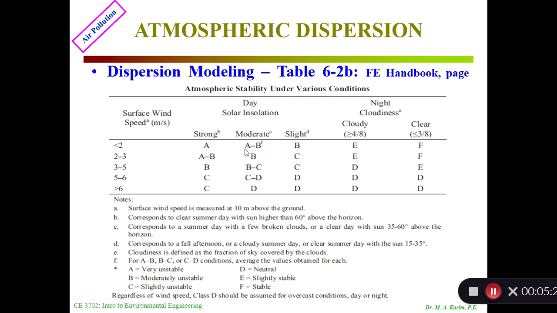So here it is: A, A-B, B, B-C. Looks like they are very similar, but this one explains better. A-B, B-C, and C-D conditions average the values of each other. A is very unstable, B is moderately unstable, C is slightly unstable, D is neutral, E is slightly stable, and F is stable. That's how we get the 6 categories. So there are 3 unstable, 1 neutral, and 2 stable, right? Regardless of the wind speed, class D should be assumed for overcast conditions, day or night. I think this seems to be better than the other one.